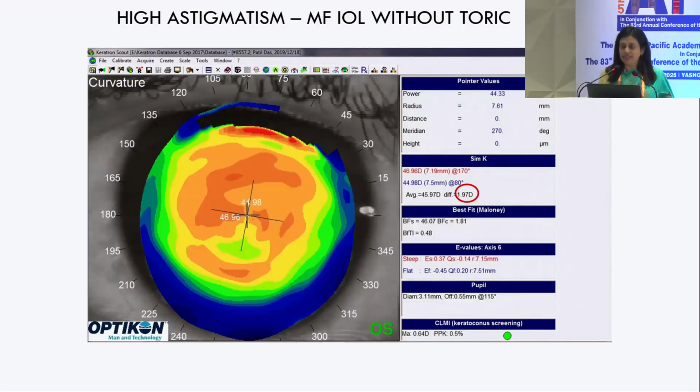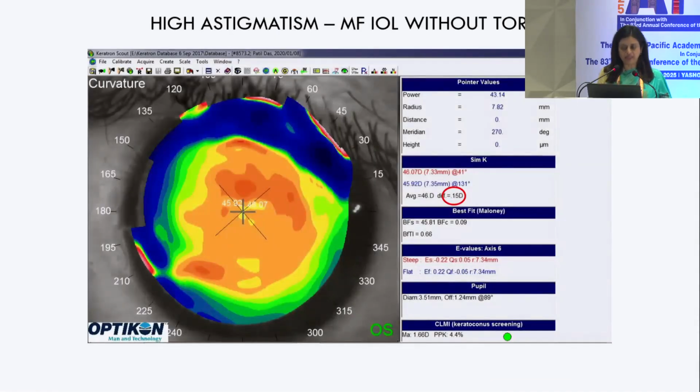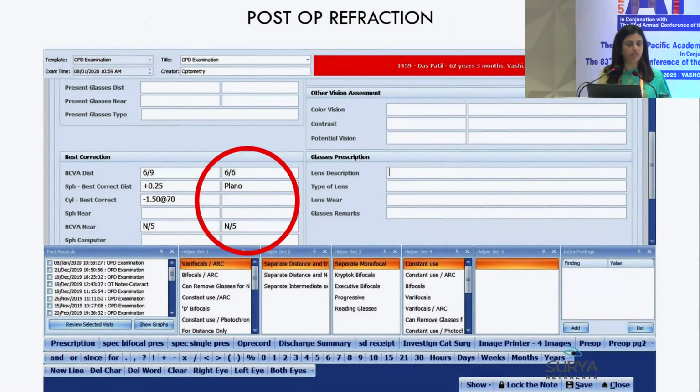Again a higher astigmatism. Here the patient opted for a multifocal without toric. So we see a magnitude of 1.97. A straight superior nasal incision with the multifocal lens. The post-operative corneal topography shows 0.15 diopter and the patient is enjoying 6/6 N6 without toric.